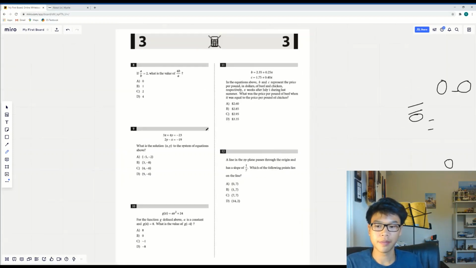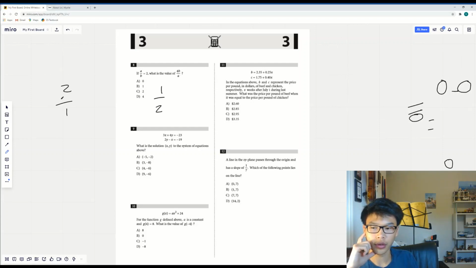If A over B equals 2, what's the value of 4B over A? So we see they flipped it. A over B equals 2, so B over A equals 1/2, right? Because if A over B is 2 to 1, you want to flip it, so B over A is just 1 over 2. And times this value, times 4, which is just 2.